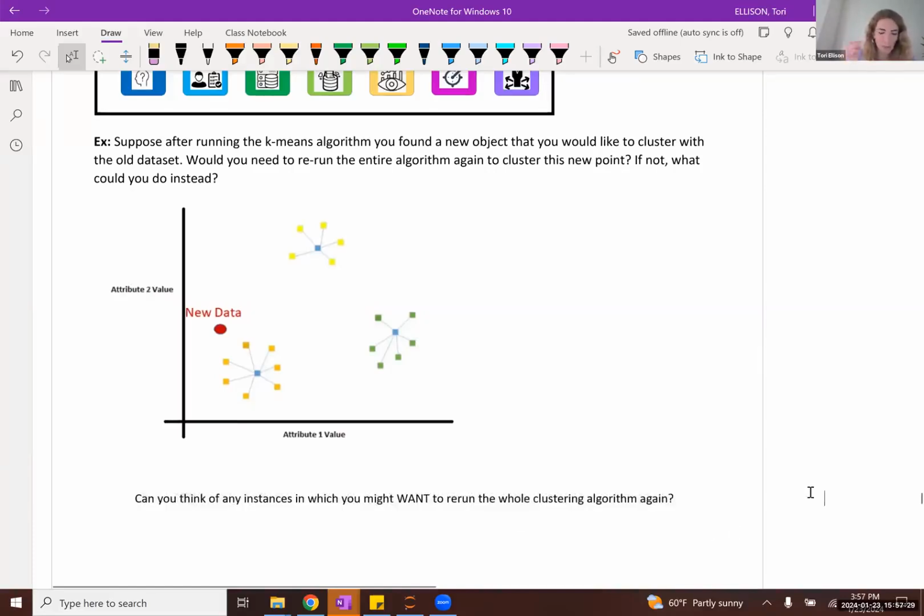Let's say you are able to come up with a way to cluster a few new observations into the existing clustering without rerunning the whole algorithm. Can we think of any instances in which we may not want to do that? Or in other words, in which we may actually want to rerun the whole clustering algorithm again on the full data set? Okay, so I want you to think about that and discuss it in your breakout rooms for maybe just a few minutes here.